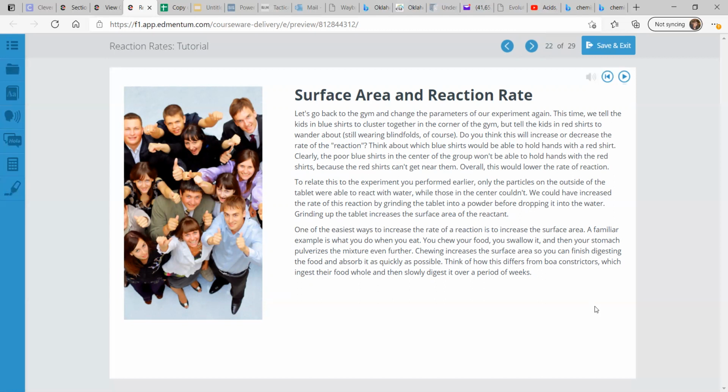Think of how this differs from boa constrictors, which ingest their food whole and then slowly digest it over a period of weeks. So when you eat every day, those guys take forever to digest their food.